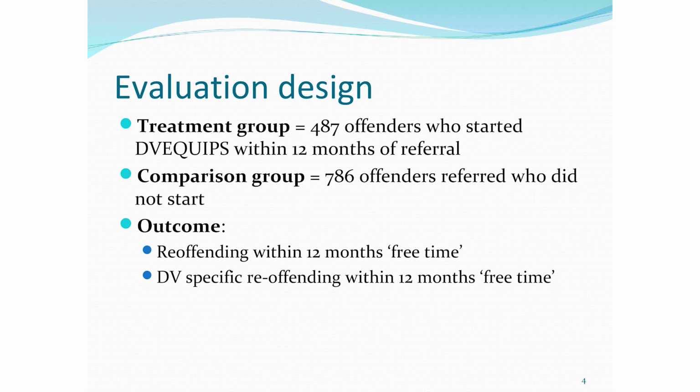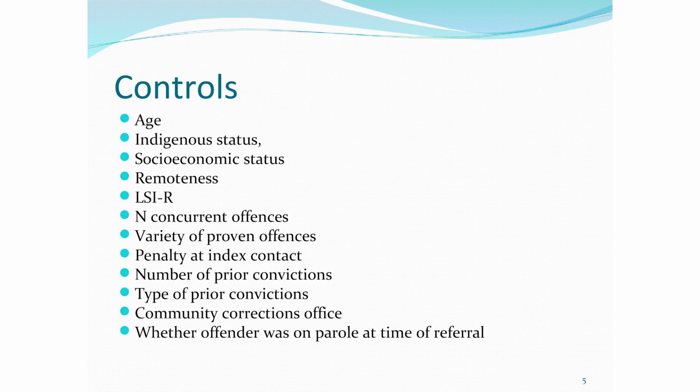So the treatment group were 487 offenders who started DV Equips within 12 months of referral. The comparison group was 700 odd people who had been referred but did not start. And the outcome was either reoffending within 12 months free time. Free time is just time spent out of custody. Or DV-specific reoffending within 12 months free time. All clear? Good.